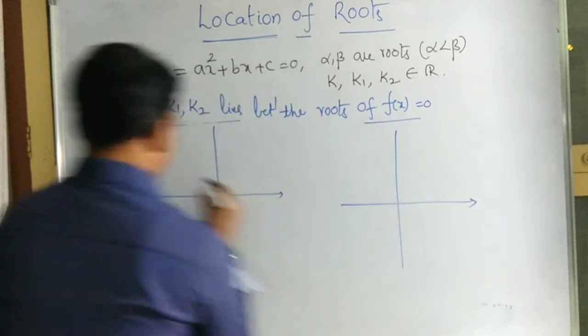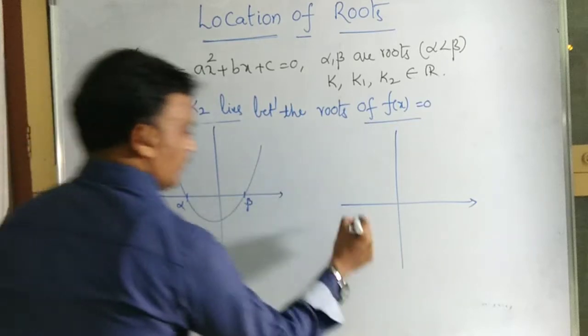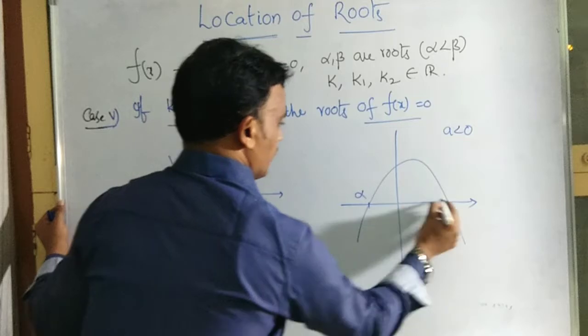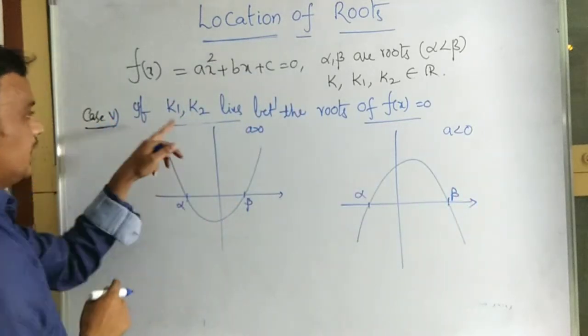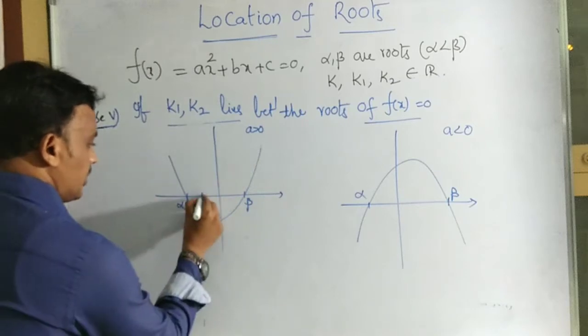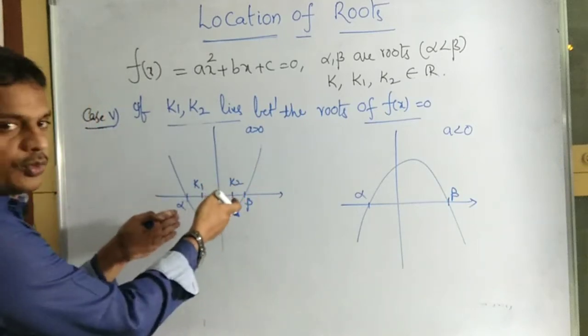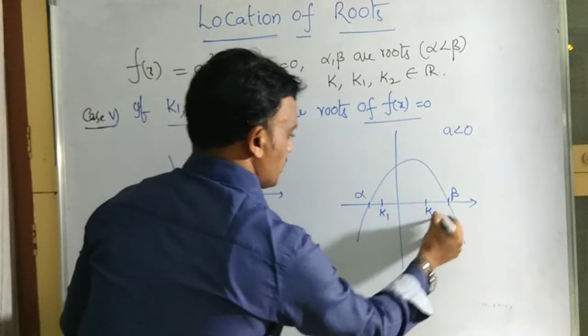When a is greater than 0, it is an upward parabola with roots alpha and beta. When a is less than 0, alpha and beta are the roots. Now take a greater than 0, where k1 and k2 lie in between the roots. Take this k1 and k2 which lie in between the two roots. Here is k1 and here is k2.